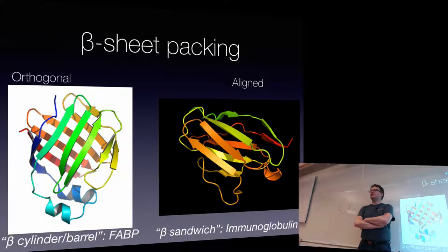So is complicated good or bad? Bad, because it's going to mean there's only one state we can build that way, right? So it's bad entropy-wise and everything. It's going to be more complicated to fold. What's good about it?